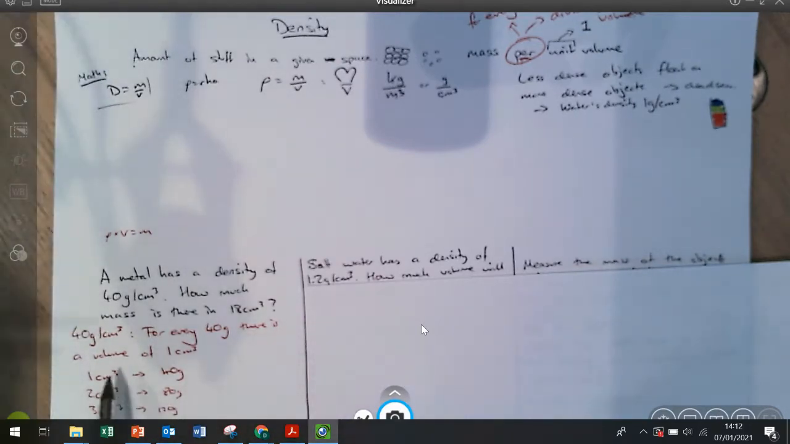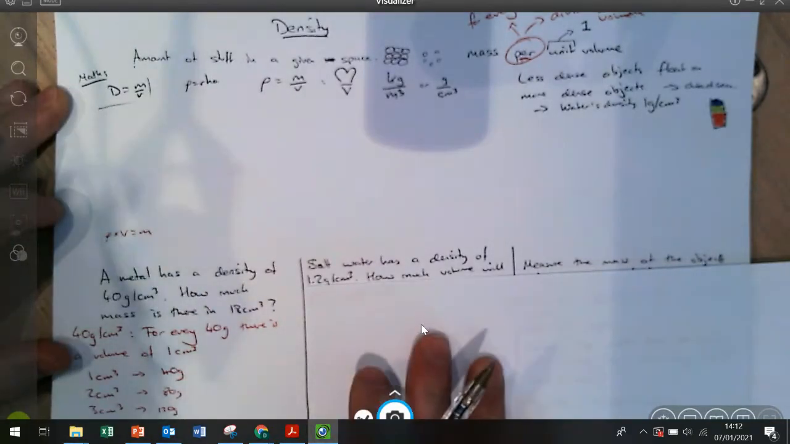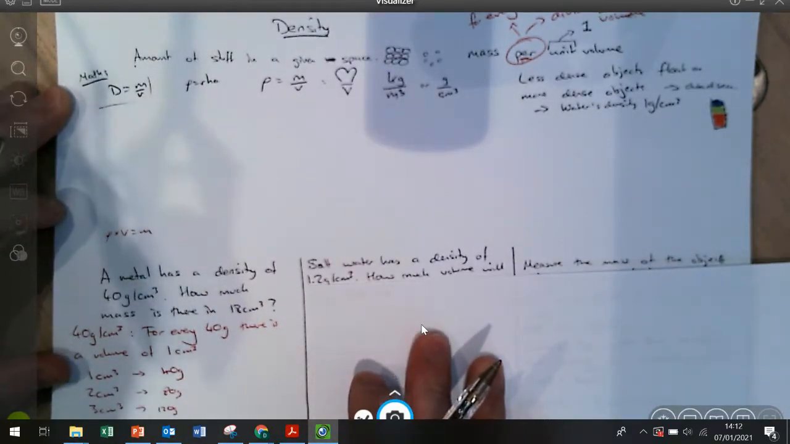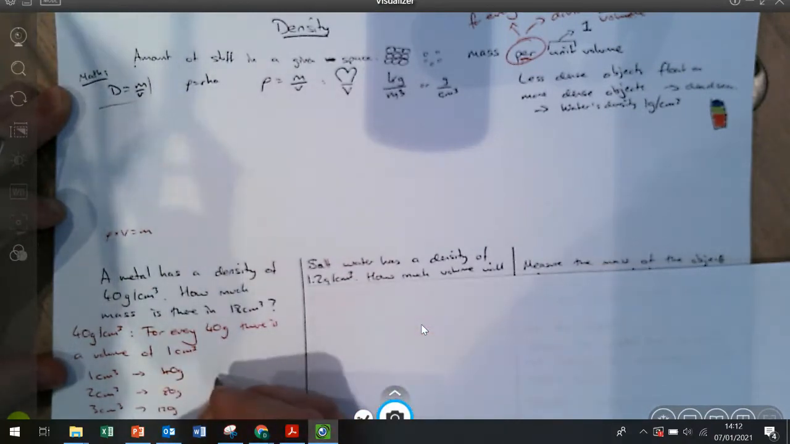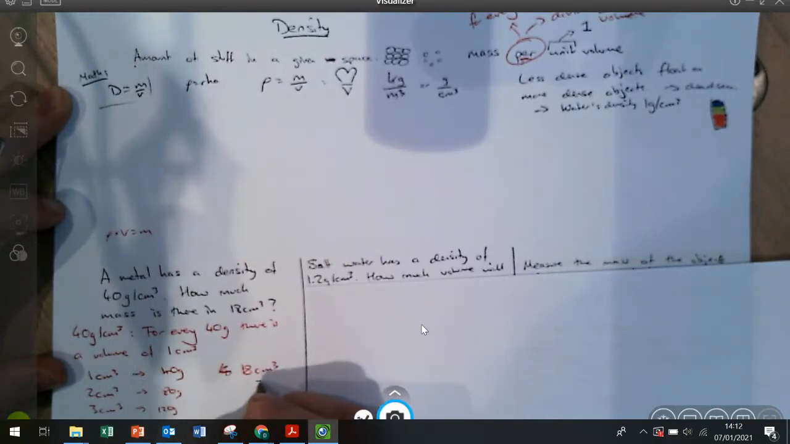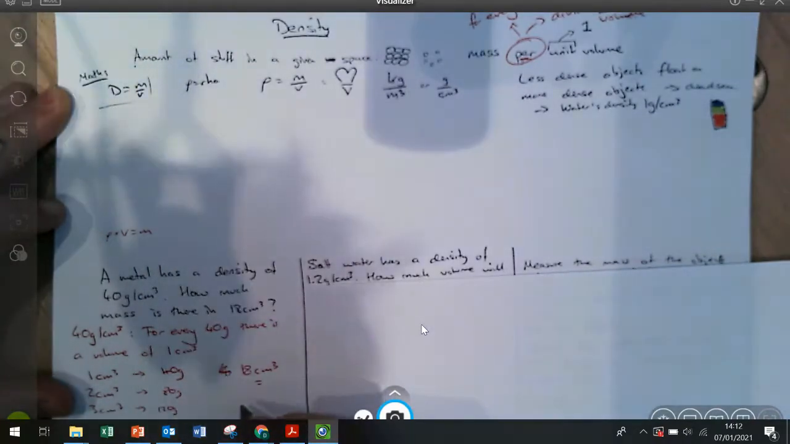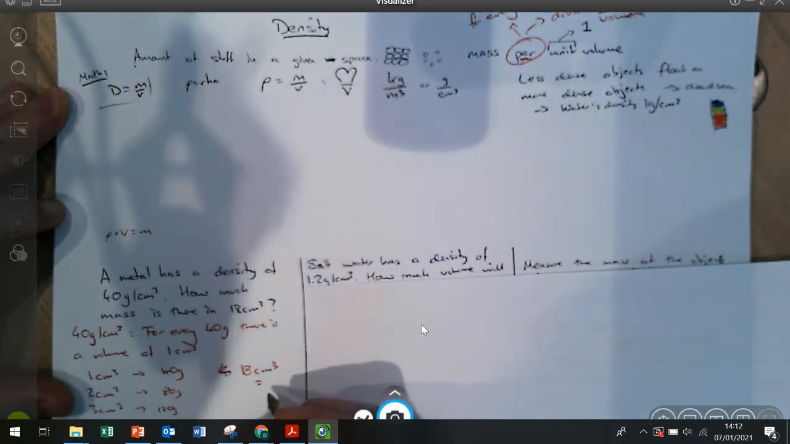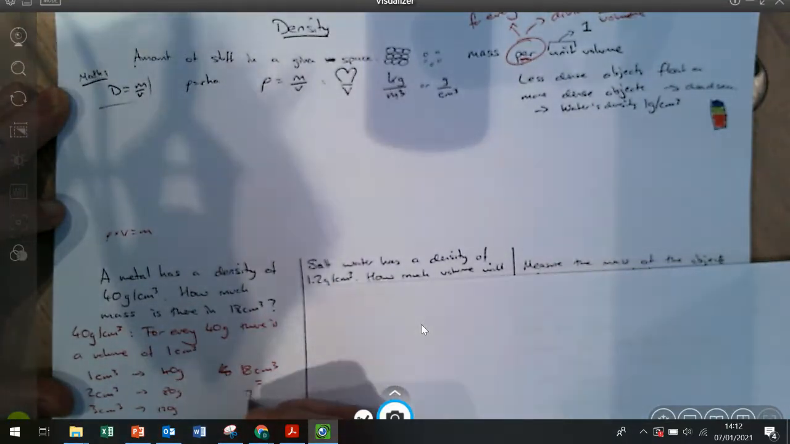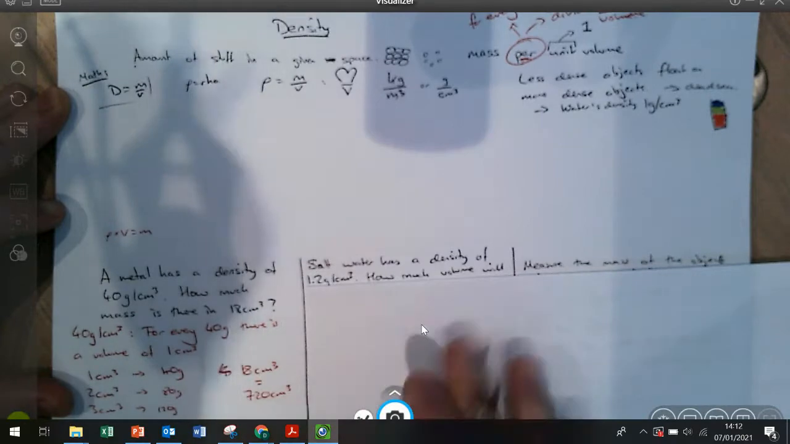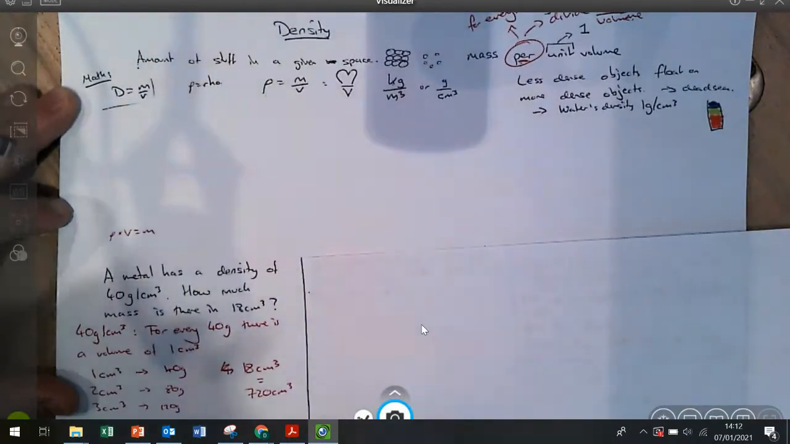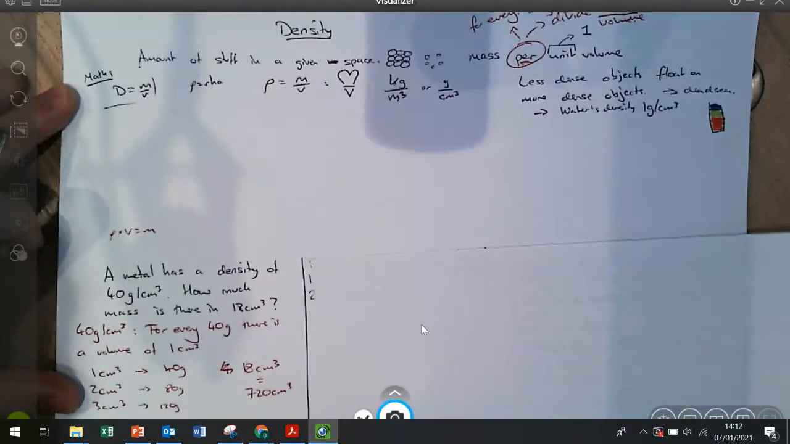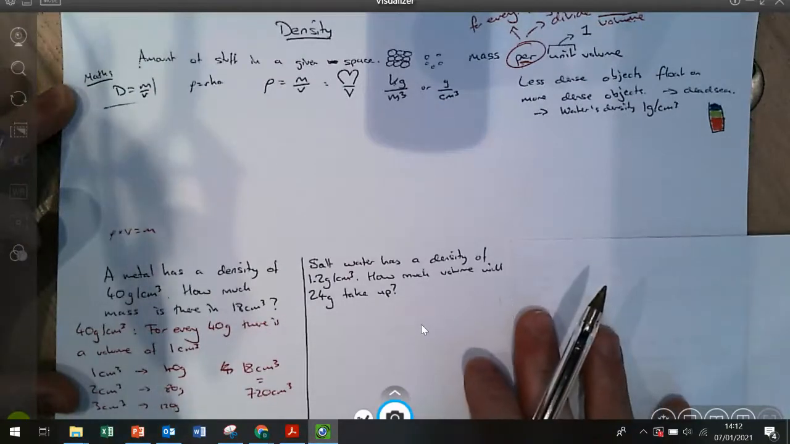So if we actually scale this up, and scaling up is quite a good language to use because even weaker students are pretty happy with this idea of scaling up. Then at 18 centimetres cubed, when we scale this up, we're going to end up with 720 centimetres cubed. So we can use exactly the same approach if students are asked to find the volume.